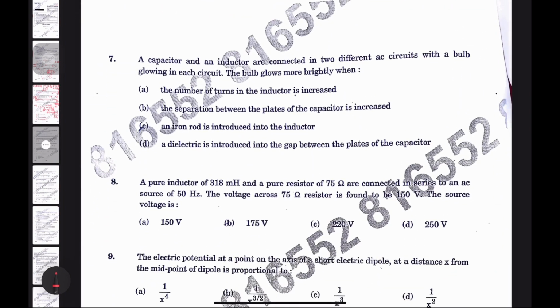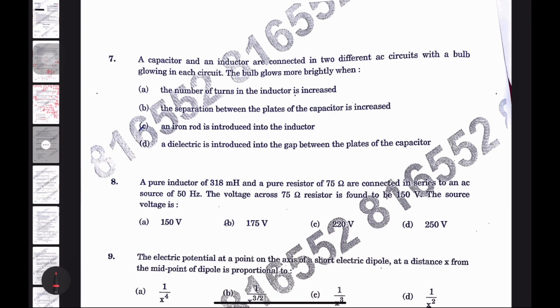Now, the seventh question is: a capacitor and an inductor are connected in two different AC circuits with a bulb glowing in each circuit. We have a capacitor and we have an inductor. These are connected in two different AC circuits and both have a bulb connected with them. The bulb glows more brightly when the number of turns in the inductor is increased, the separation between the plates of the capacitor is increased, an iron rod is introduced into the inductor, or a dielectric is introduced into the gap between the plates of the capacitor.